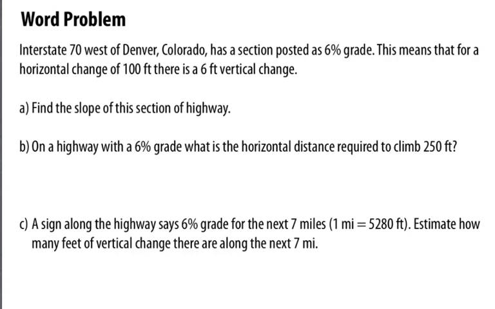Well, let's draw a picture first. The picture would literally be a triangle on the highway. If you're looking to draw this out, you're going to be going up, but what we know about that change is that you just traveled 100 feet across and you went up 6. What's the slope if that's my rise over run?